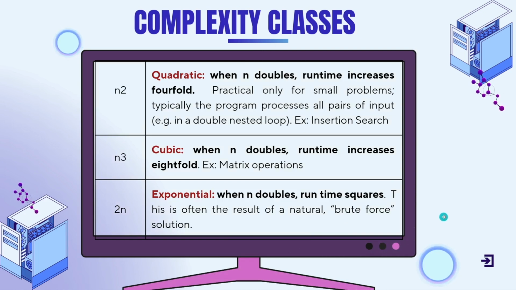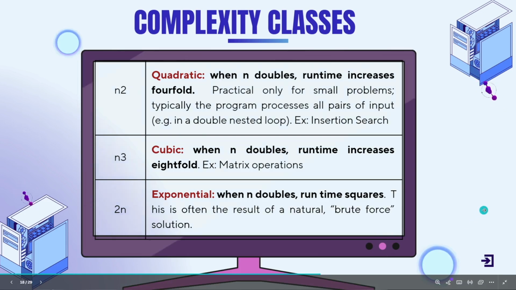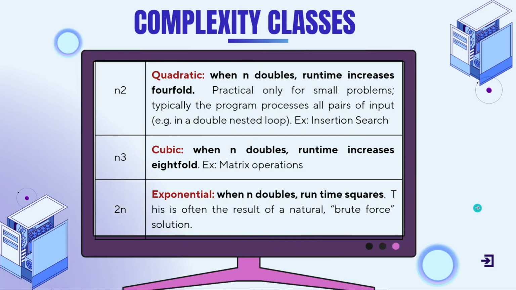And we have another computational complexity class as n cube, which we call cubic, and most of the operations which we do on a matrix fall under this computational complexity class. Then we have the complexity class 2 power n, which is exponential, and here the runtime will get doubled or multiplied even more. Whatever algorithms do brute force will fall under this category of exponential.